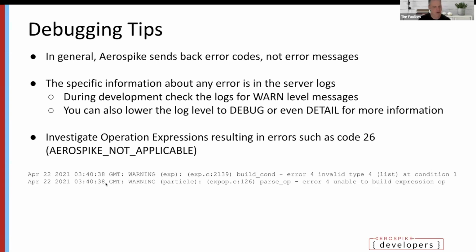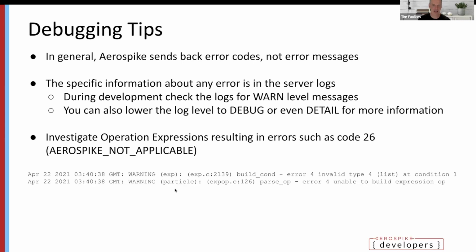And so you can see when I go and look at my server logs, I'm seeing things like error for invalid type list at condition 1. And it's quite useful. It gives me something that says, I know what's wrong with that expression. The drawback with this is it works really nicely in development. If you're using your own development server, you know which server to go to. And that's typically where I find almost all my problems.